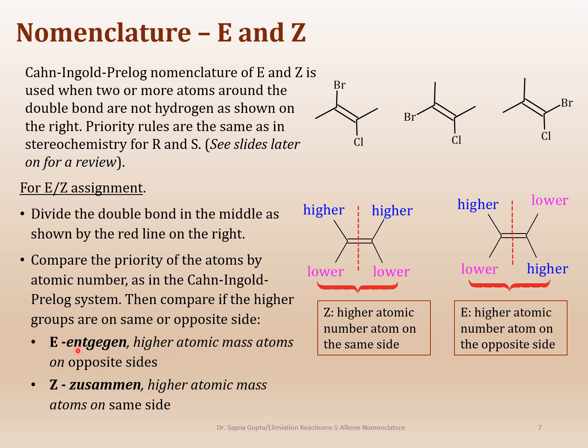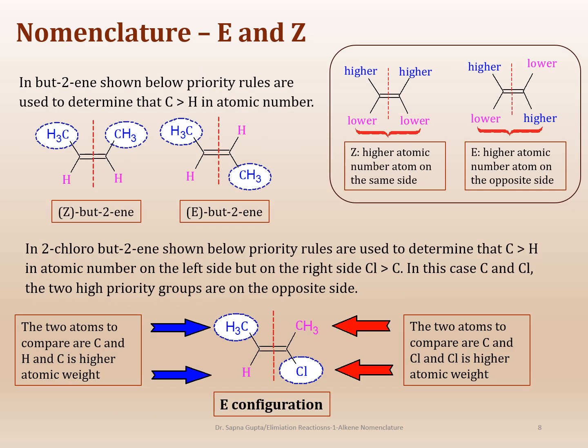I think they're German words for on the same side and on opposite sides. So again, you have to divide the double bond into two, and then assign the priority according to atomic number, and then see if one is lower or higher. Now remember, assigning the priorities is the same as before. Nothing has changed, which means you go atom by atom and according to atomic number. All right, so here is your guideline for E and Z nomenclature.